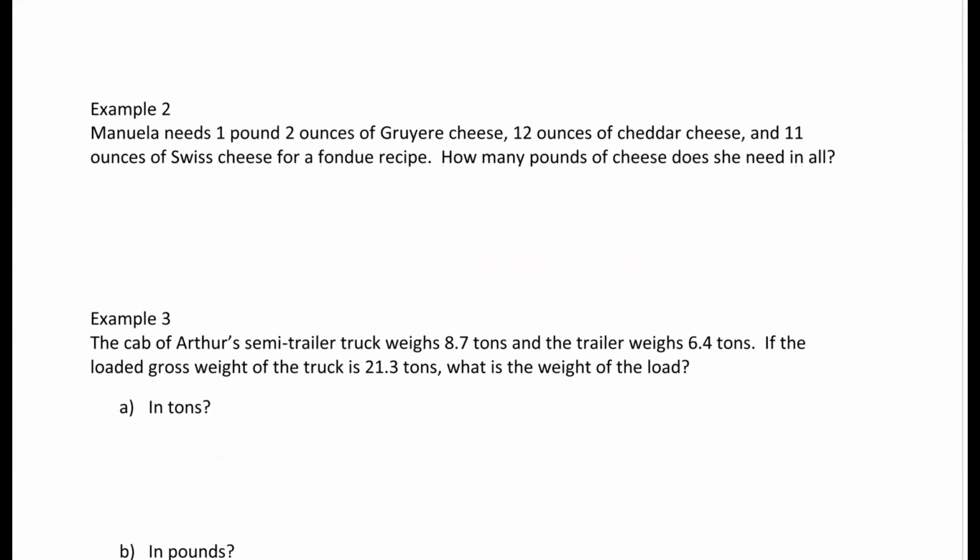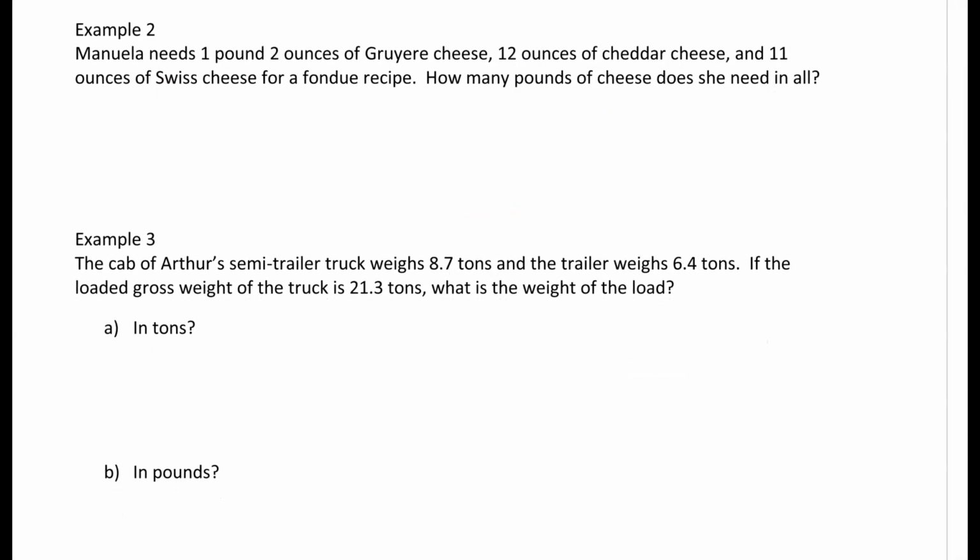Now we have some word problems. In this problem, Manuela needs 1 pound and 2 ounces of Gruyere cheese, 12 ounces of cheddar cheese, and 11 ounces of Swiss cheese for a fondue recipe. How many pounds of cheese does she need in all?